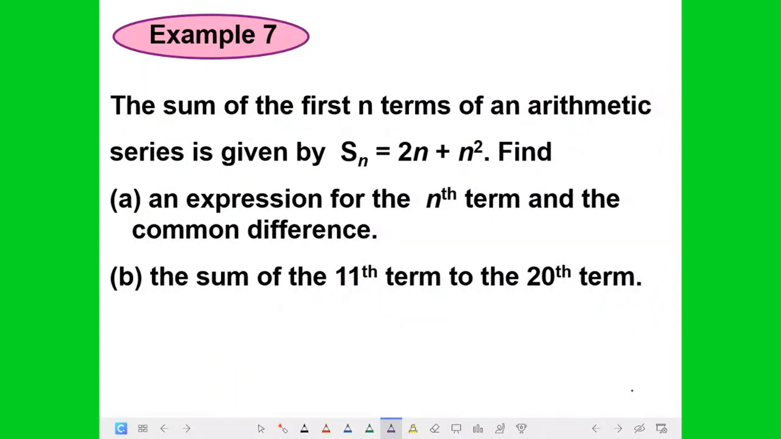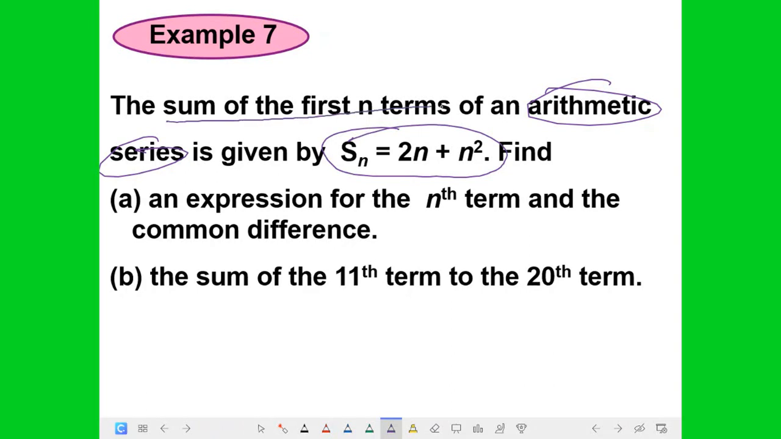Okay. The sum of the first n terms of an arithmetic series is given by... Dia bagi dah ni. Jangan nak pakai formula biasa tu. Dah habaq dah. The sum of the first term, makna Sn. Sn is equal to 2n plus n squared. Find an expression for the nth term Tn and the common difference D.